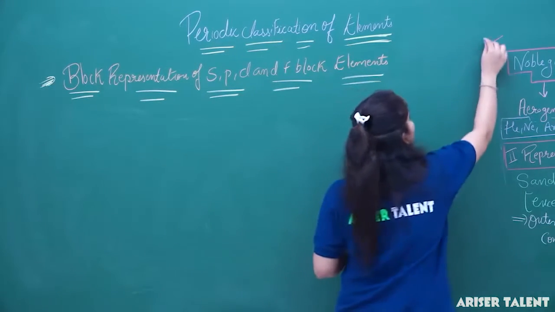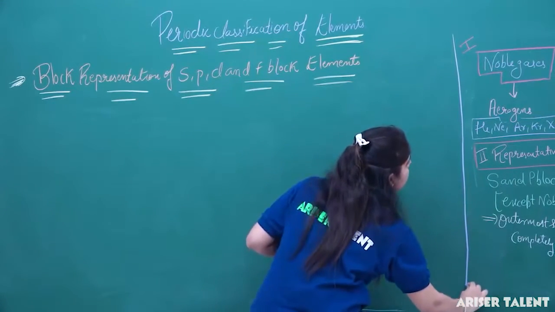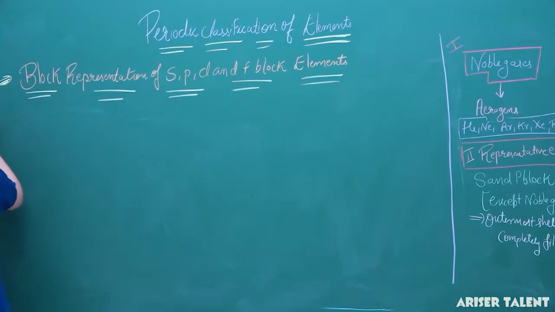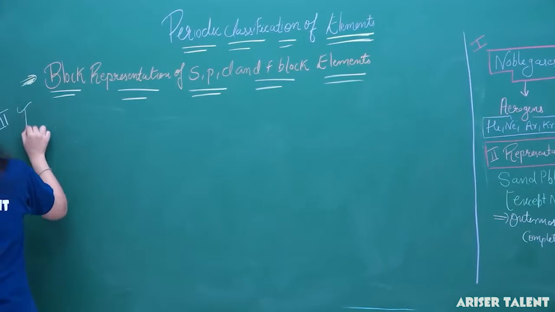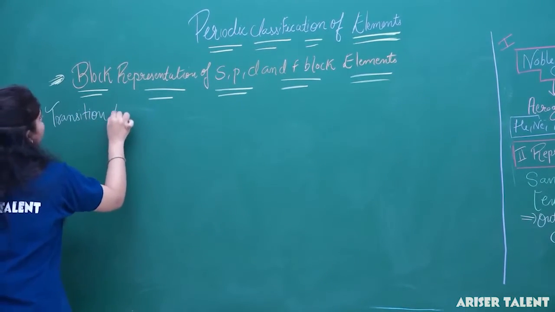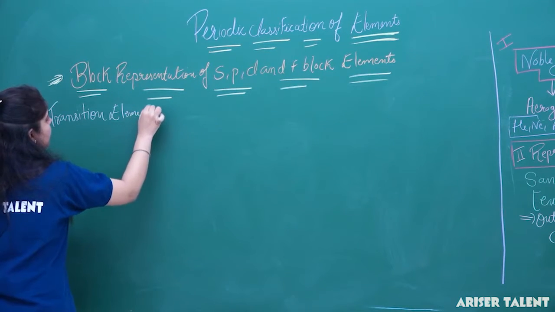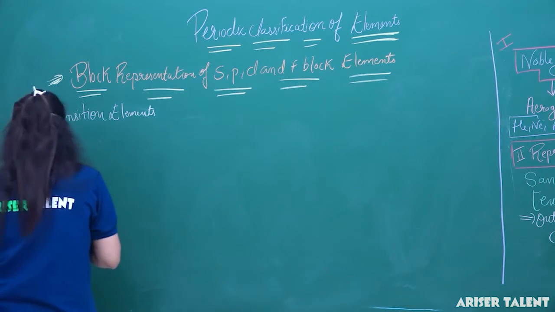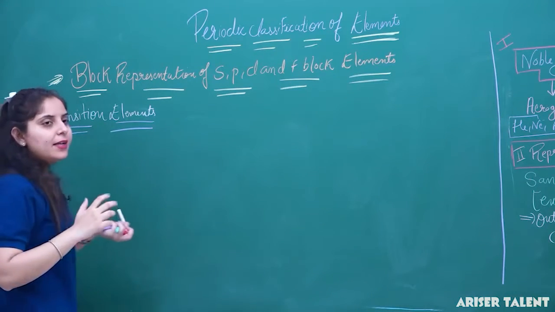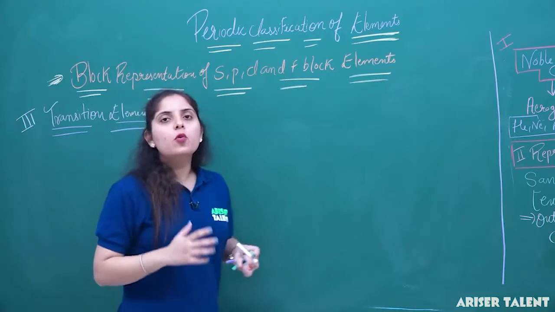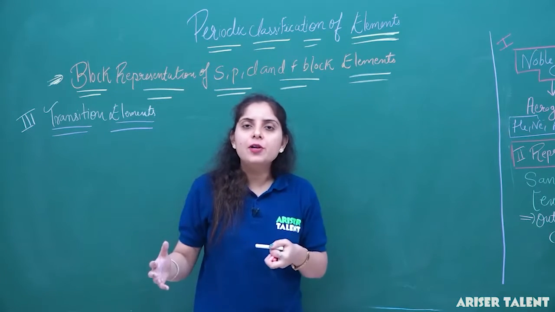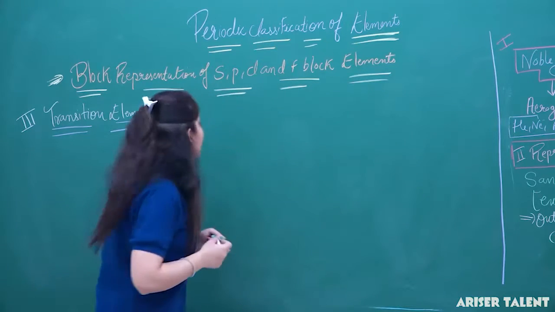So, after these noble gases and S and P block elements, we have our third category, that is transition elements. In the category of the transition elements, we have the D block elements, and the electron will enter the half filled orbital. It means they have half filled orbitals, therefore they are known as the transition elements.